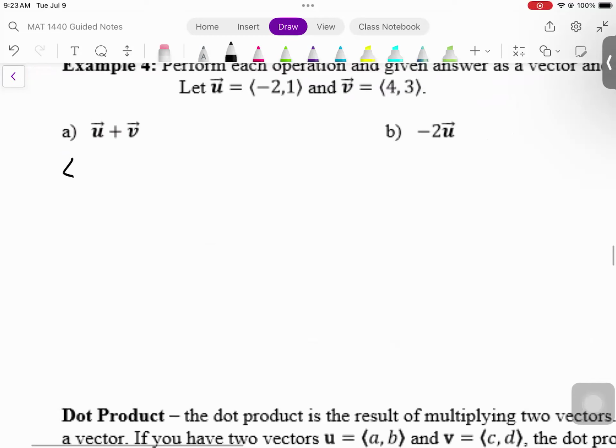So that's going to be ⟨-2, 1⟩ plus ⟨4, 3⟩, and we're just going to combine those corresponding components. So -2 plus 4 is +2, and 1 plus 3 is +4. That's the position vector form, or component form. And now to write it in IJ form, all we're going to do is write these as coefficients for i and j. So this is 2i plus 4j.